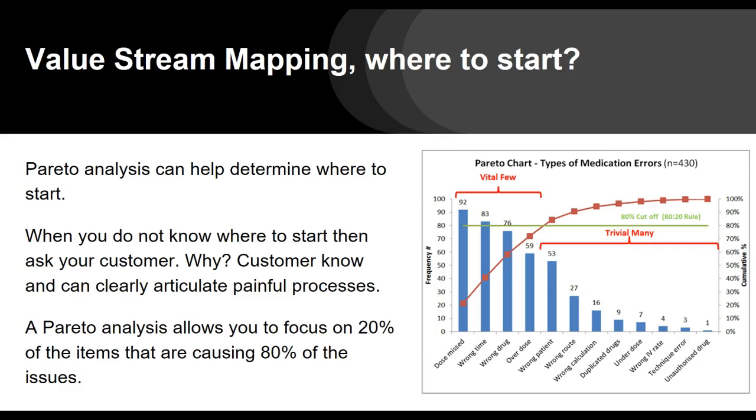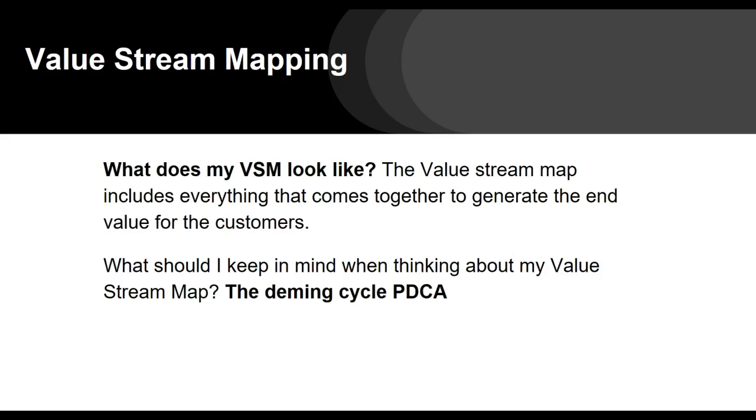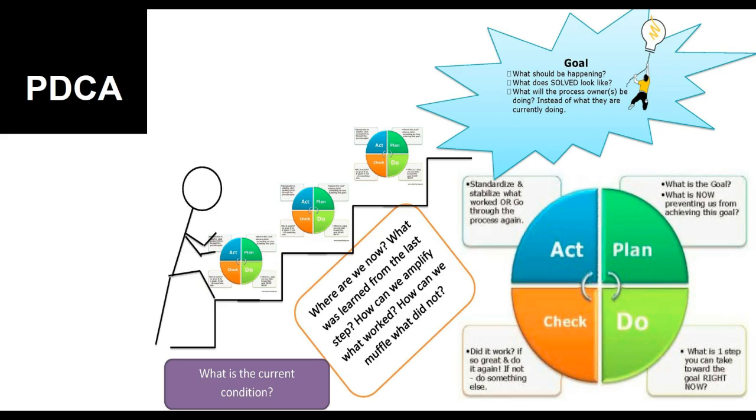So when you're talking about a value stream map, where do you go to gather data? You go to a Pareto chart to gather data. And then what does a value stream map look like? Well, it includes everything that comes together that provides the customer value. So we need to think about PDCA, right? We need to plan what is the goal, right? What is preventing us now from achieving this goal?